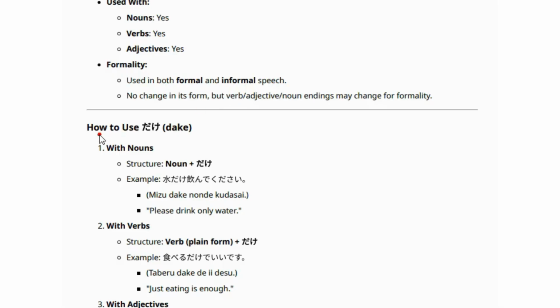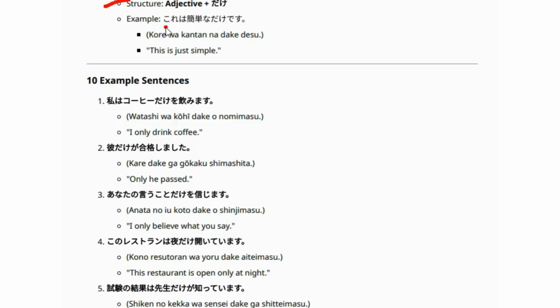Now let's see some examples of dake. The first example is mizu dake nonde kudasai, which means please drink only water. The next example is taberu dake ii desu, which means just eating is enough. The next example is kore wa kantan na dake desu, which means this is just simple.